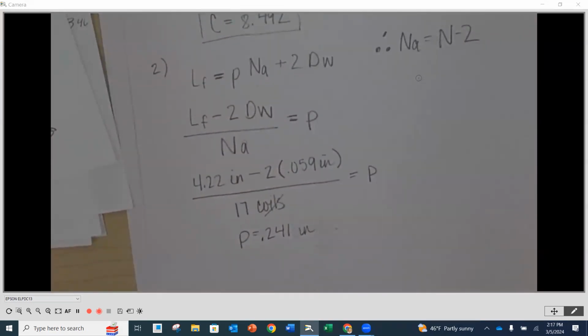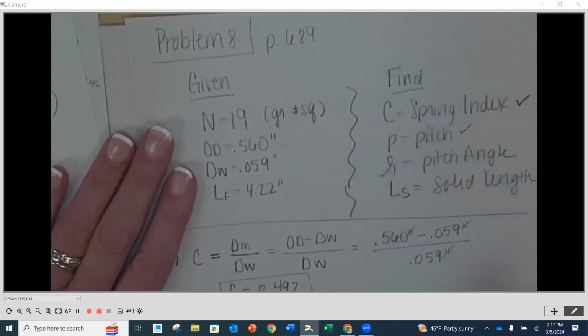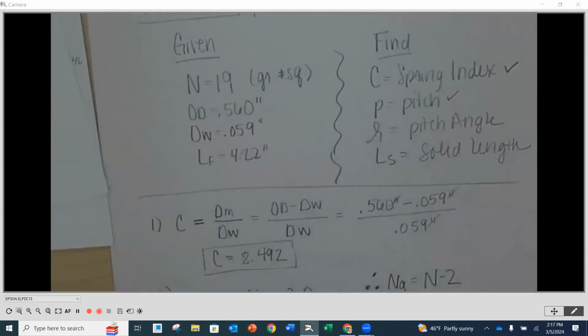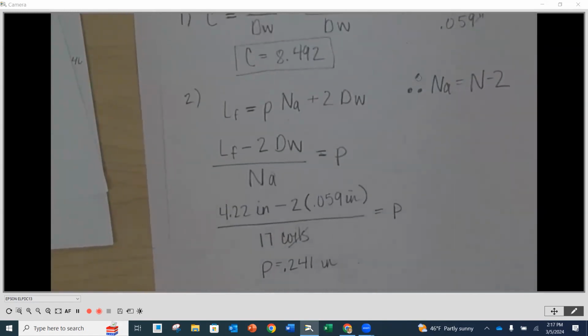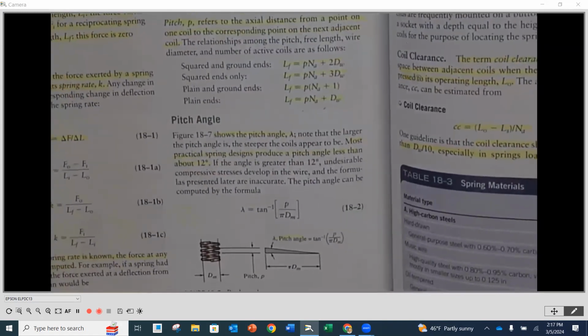Any questions? Did everybody get 0.241? Okay. All right. So that takes care of our pitch. We've got that done. Now we're going to calculate the pitch angle. The pitch angle is right below, on that same page at the bottom of the second column.